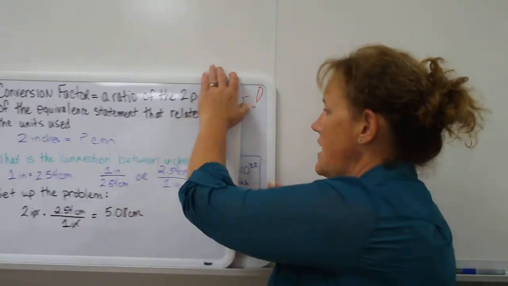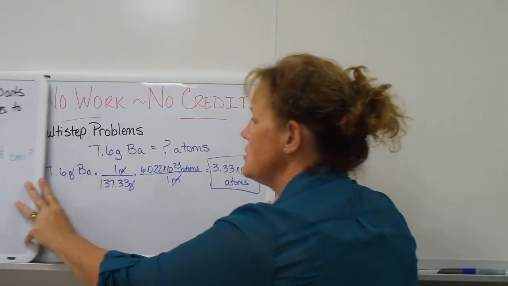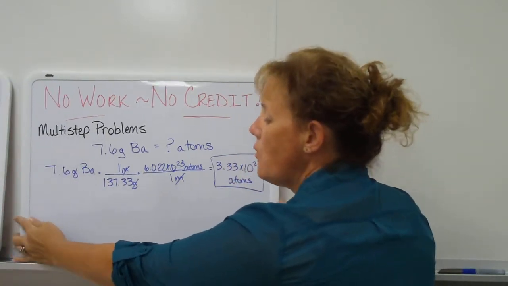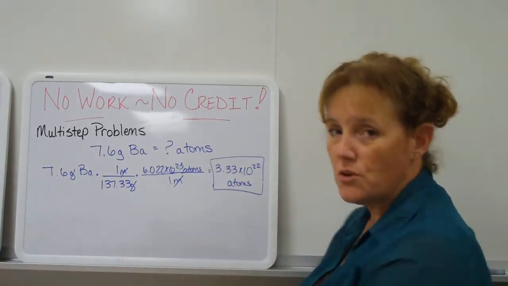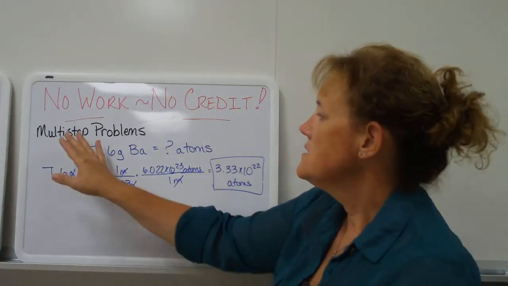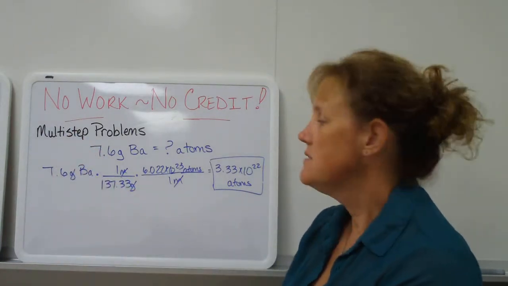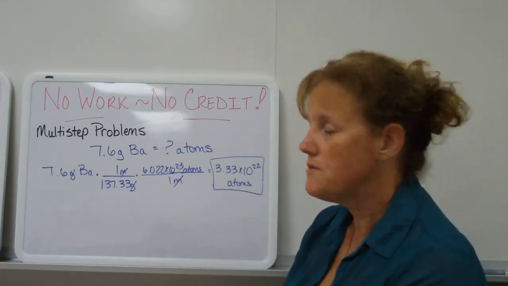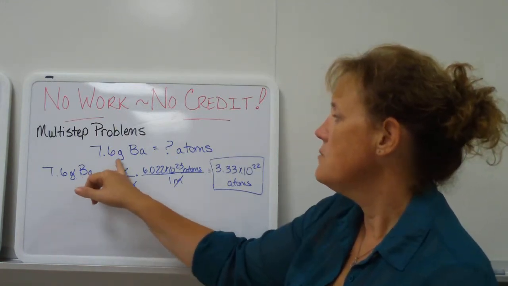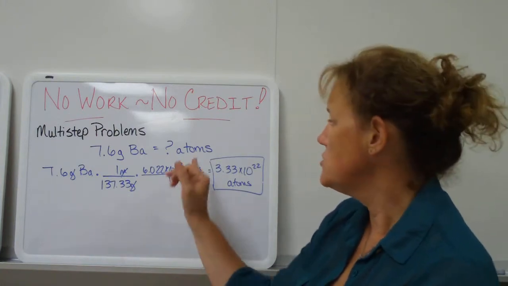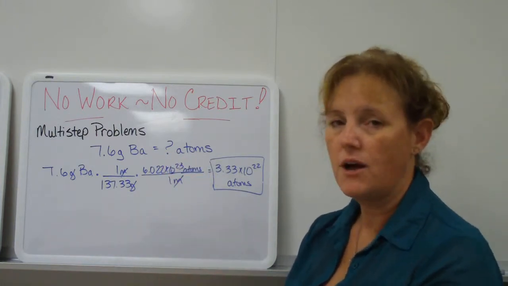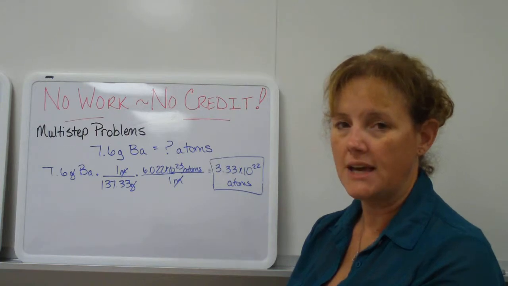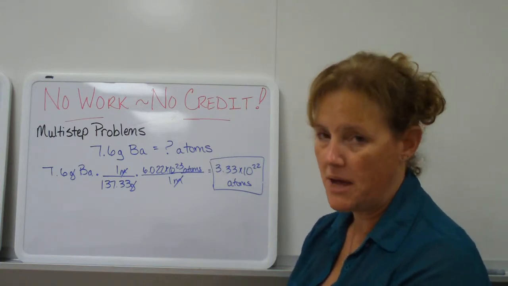Remember though, one of the things that I really stressed last year and again this year, no work, no credit. So you have to show me all of your work. Sometimes we have multi-step problems, and this has the chemistry in it that we've done before, so this is just a review. If I want to take 7.6 grams of barium and change it to atoms, I want to know if I hold 7.6 grams of barium in my hand, how many atoms of barium am I holding?